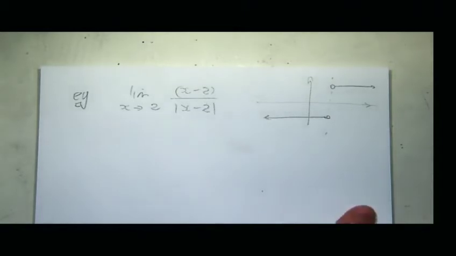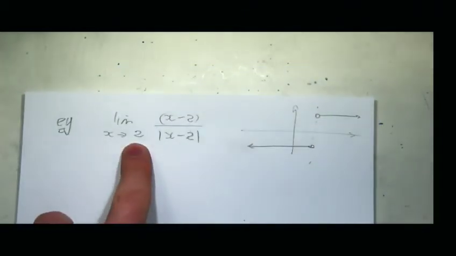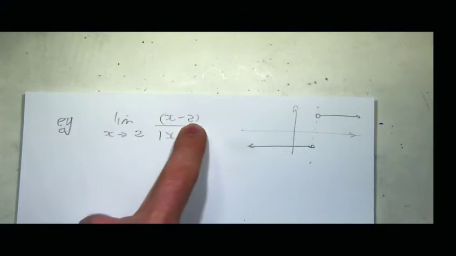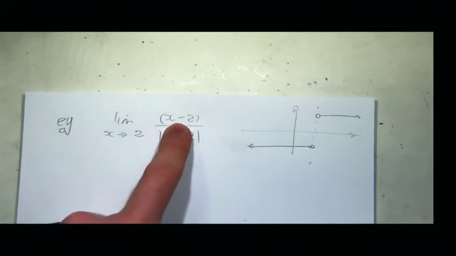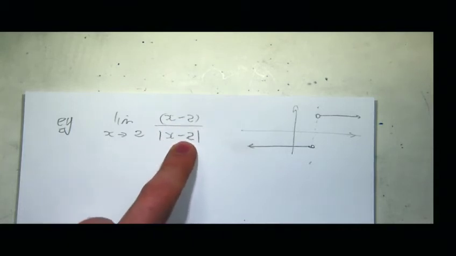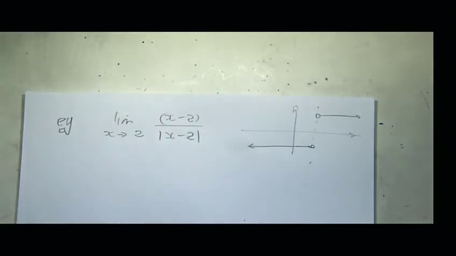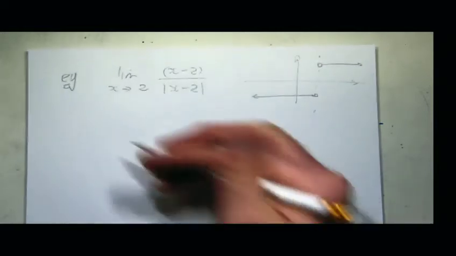But if I look at this, if x is really close to 2 but above 2, that number there is positive, and so is that number, and so I'm going to get a positive answer. If x is really close to 2 but less than 2, then x minus 2 will be negative, but mod x minus 2 will still be positive, and so I'm going to get a negative answer. So if I come in from one side, I'm going to get a negative answer. If I come in from the other side, I'm going to get a positive answer. And a negative can't be equal to a positive. So it's likely that that limit isn't going to exist because it's going to go to two places differently.